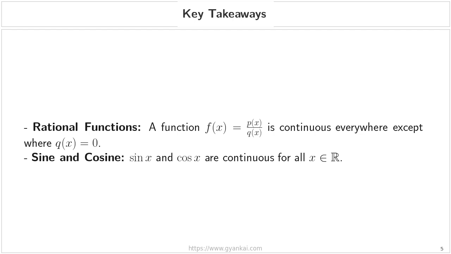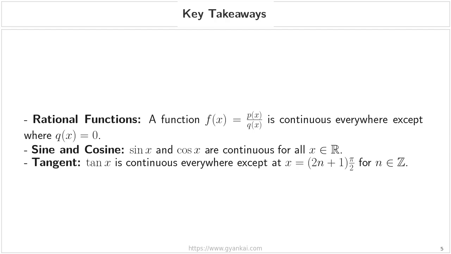Next, moving on to trigonometric functions, as we observed in our previous analysis, both sine x and cosine x are continuous for all real numbers. Their smooth, unbroken wave patterns mean you will never find a jump or a hole in their graphs. However, for the tangent function, we must be more cautious. Tangent x is continuous everywhere except at x equals (2n plus 1) times pi over 2, where n is any integer. This is a direct result of the quotient rule we discussed, as the function breaks whenever the cosine component in the denominator becomes 0.